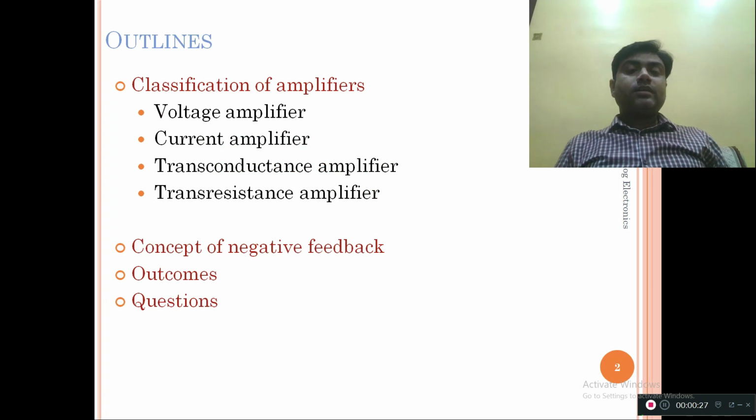So this is the classification of the amplifiers. There are four categories. First is the voltage amplifier, second is the current amplifier, third is the transconductance amplifier, and fourth is the transresistance amplifier. And later on we will discuss the basic concept of negative feedback, the outcome of the lecture, and some questions related to the current lecture.